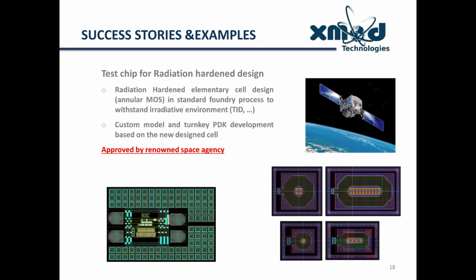Another example is a test chip for radiation hardened design. We have built here a test chip with radiation hardened elementary cells that are typically annular MOS devices in a standard foundry process to withstand irradiative environment. So custom model and turnkey PDK development are based on these new design cells. And finally, this was a project fully approved by a renowned space agency.